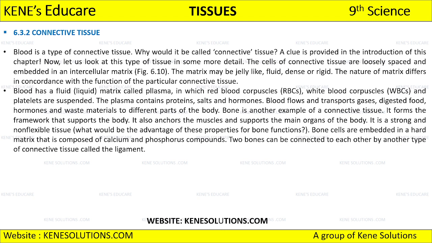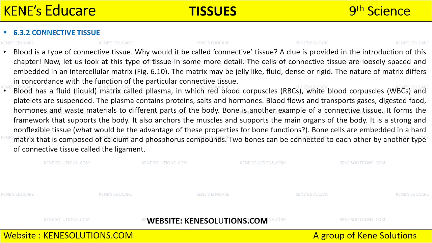Okay, so the plasma contains, along with RBC, WBC and platelets, protein, salt and hormones. So blood flows and transports gases, digested food, hormones, and waste material to different parts of the body. And this is what they have mentioned about blood. Then the next thing that we have is bone.